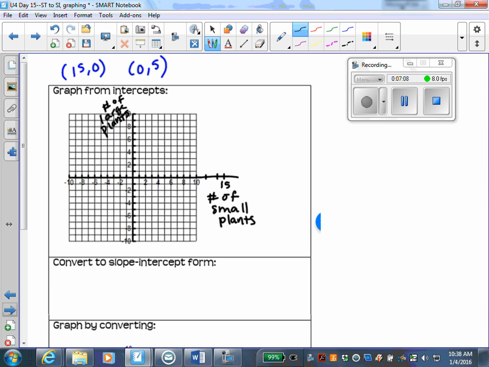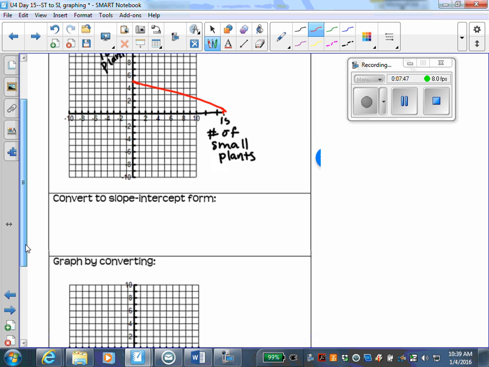So let's go ahead and graph our two intercepts. So (15, 0) is right here, and (0, 5) is right here. And then to graph the line, we just connect them with a line and put arrows on, although we know it won't really go on forever. So actually, in this case, I don't think we need the arrows, because this is a real life situation where there's not going to be negative plants. So mine's not perfectly straight, but hopefully you can use a straight edge at home. So there's our graph.